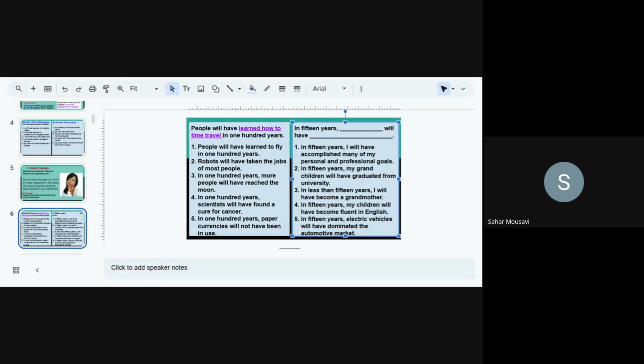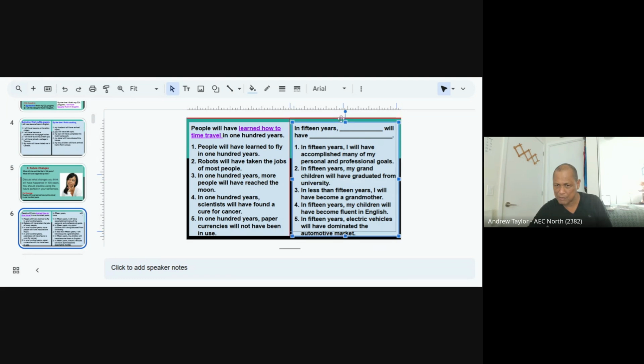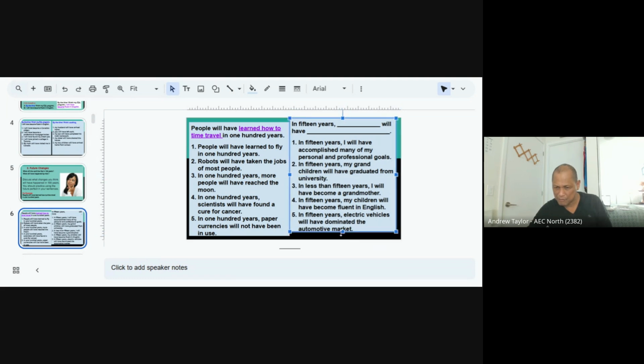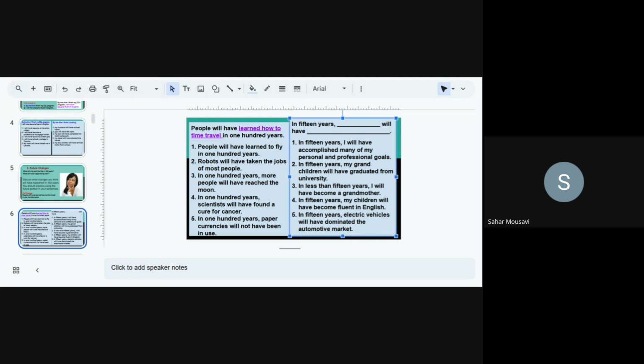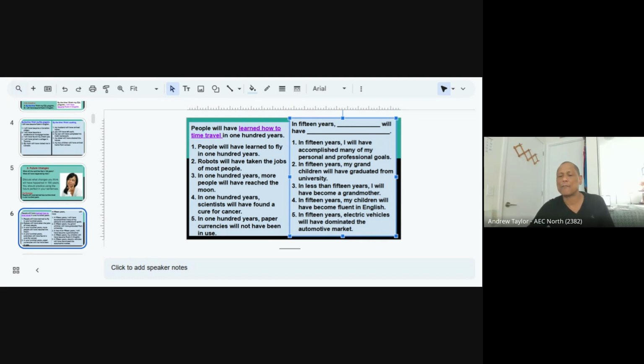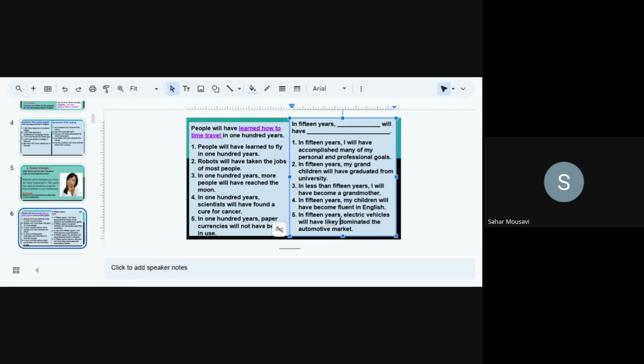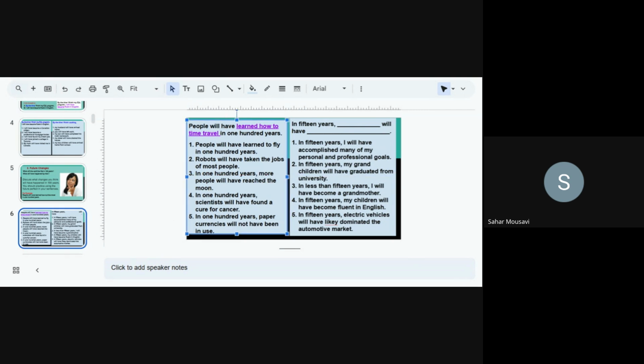Okay, beautiful. Let me just move this a little bit. If I want to add likely, it should be after have or after will. Let me add that. Will have likely. You've got to put likely before dominated because likely modifies dominated. Okay, repeat your sentence. In 15 years, electric vehicles will have likely dominated the automotive market.